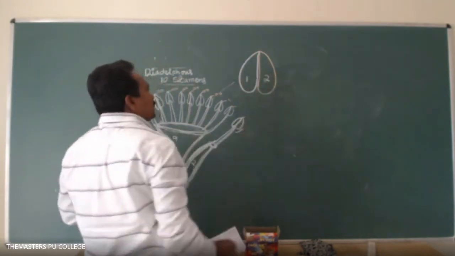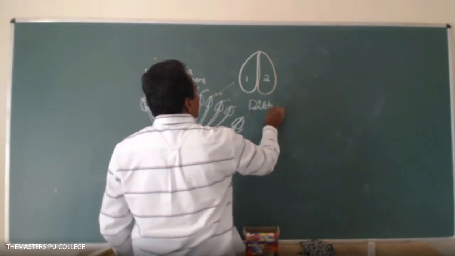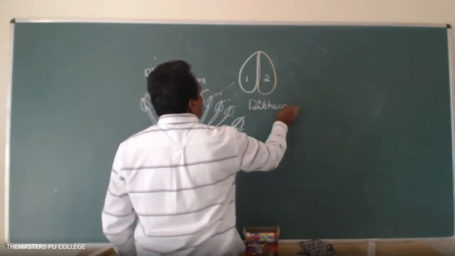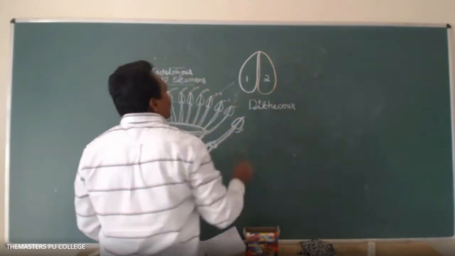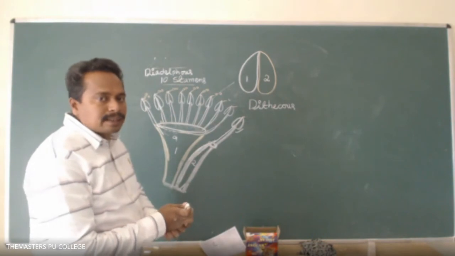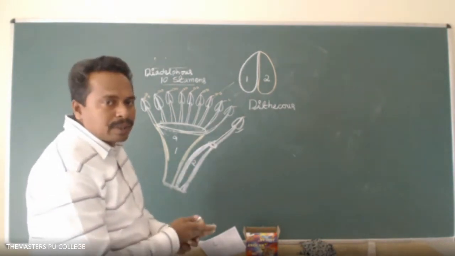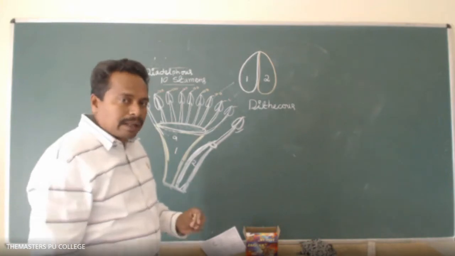Two lobes are there. So presence of 2 lobes is Dithecus. Dithecus means the anther consists of 2 lobes. So what are the characteristics of androecium? The androecium consists of 10 stamens.